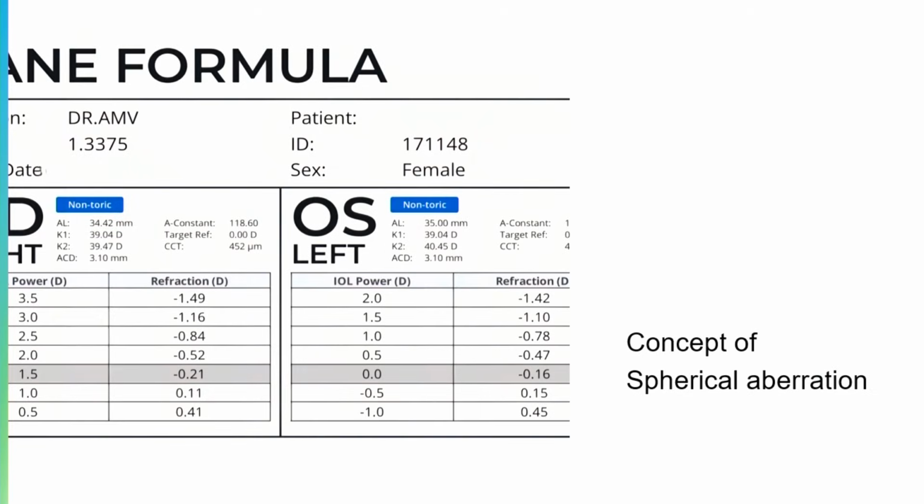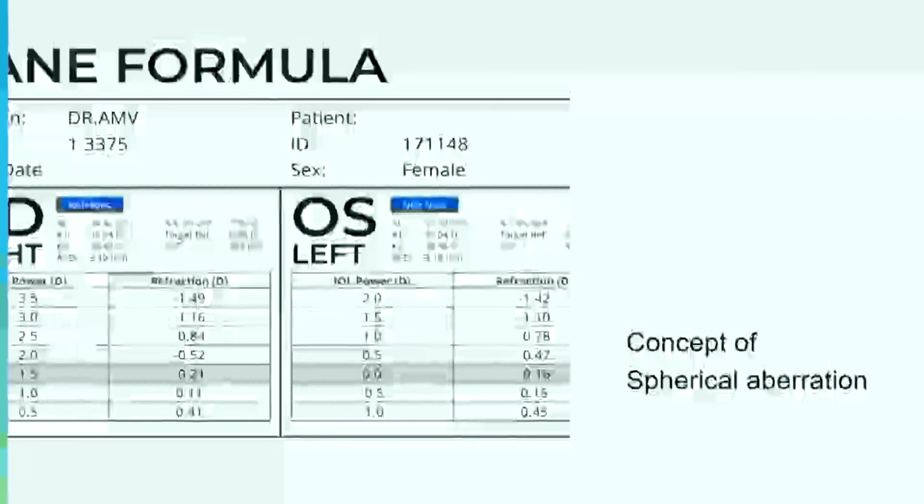Okay, where did this come from? Why did the Kane formula come into this again? We need to understand, before we go into EDOFs, the concept of spherical aberrations.